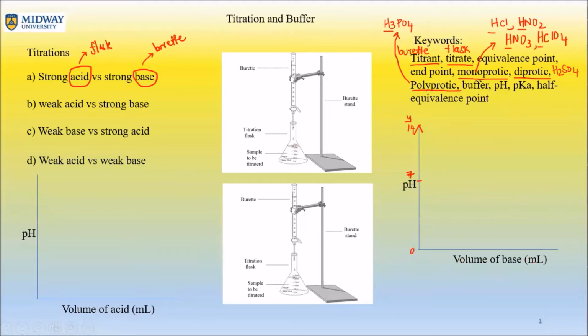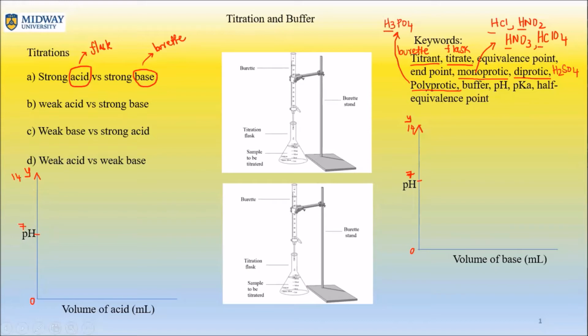And this changes. If you're doing an acid versus base, like in A, whatever's in the burette is what's labeled here. So if the burette contains the base, which is the titrant, then you write volume of base. If your burette contains the acid, as in weak base versus strong acid, then whatever's in the burette goes labeled here, because this is what you're going to add in drops. And again, the y-axis is always pH. Let's say this is 14, say 7, and 0.